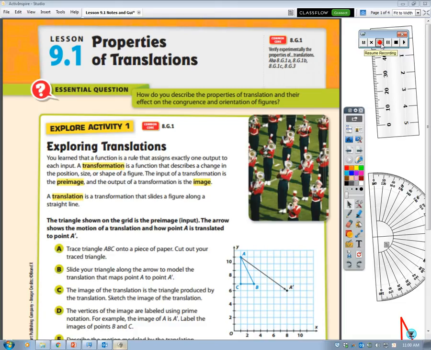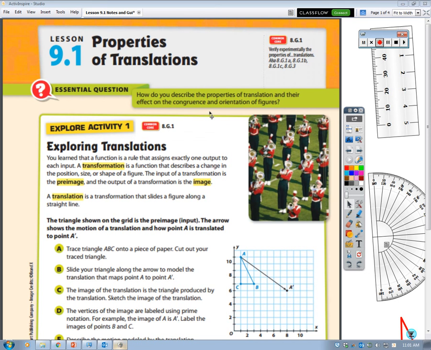Hello, Math 8 students. We are starting lesson 9.1 of Module 9, Properties of Translations. In this lesson, we are going to take a look at our essential question here. How do you describe the properties of translations and their effects on congruence and orientation of figures? As we go through these explore activities and examples today, by the end you should be able to answer that question.